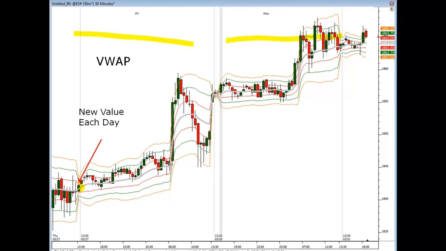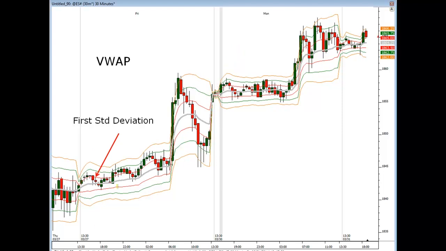And if you notice here, we begin with a new value. It's a new day. This was a new day between Friday and Thursday, and then certainly back here again when we get into Tuesday, we begin with a new value. It happens to be right about the same value as before, but technically every day begins with a new value. New value each day for our VWAPs.